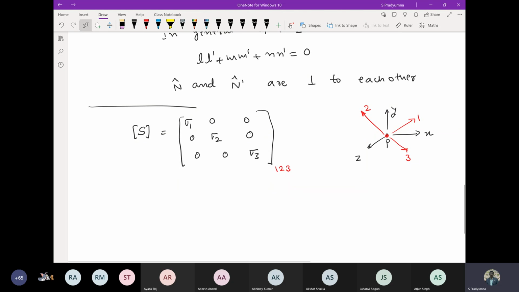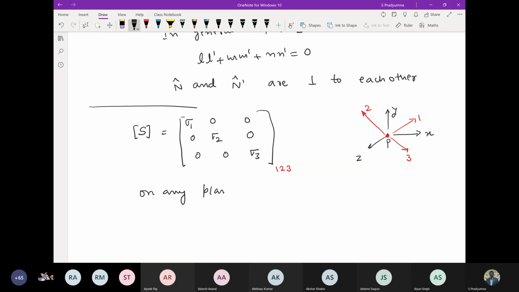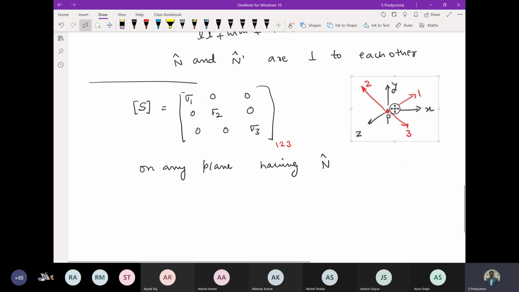Okay, so now let us consider orienting our coordinate system with respect to 1, 2, 3, coinciding with 1, 2, 3. We can consider any plane. Let's say on any plane I am interested in, having, again, n cap as the unit vector. This is n, with respect to the principal coordinate system.